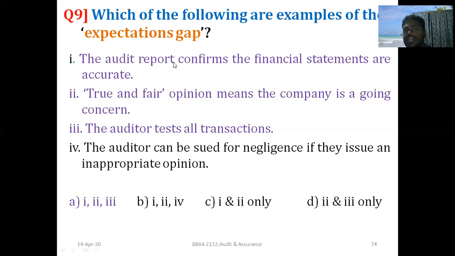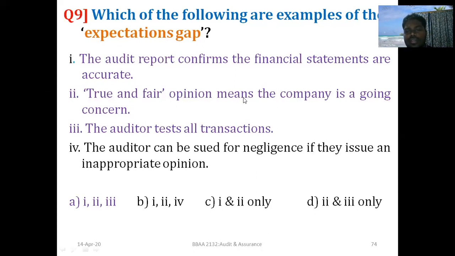In the audit report, auditors give an opinion on whether the financial statements are prepared as per the accounting standards, and also whether the financial statements show true and fair information. That doesn't mean accurate. Accurate is a very big term, meaning 100% correct. The report is just an opinion only. Sometimes material misstatements are there. So the idea that the audit report confirms the financial statements are accurate is a reason for the expectation gap.